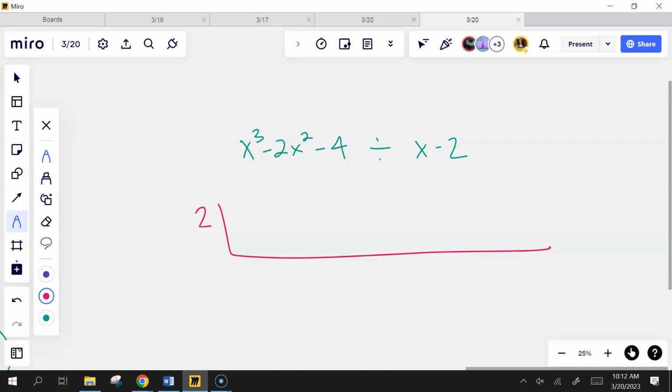We need a placeholder. In long division, if you don't put a placeholder, it can throw you off and you'll usually come back where you need to. If you forget it in synthetic, your answer is completely wrong. So you have to remember the placeholder. Why is that 2? It always changes signs on the outside. We have 1, -2, 0.